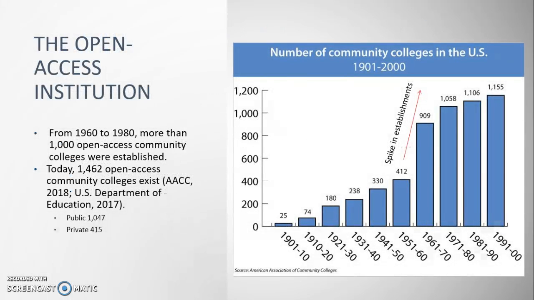During the Golden Age, that is between 1960 and 1980, open access community colleges grew to more than 1,000. By looking at the bar graph, we can see a dramatic increase between those dates. Today, the number of the open access community colleges is 1,462. That is according to the U.S. Department of Education and the American Association of Community Colleges.